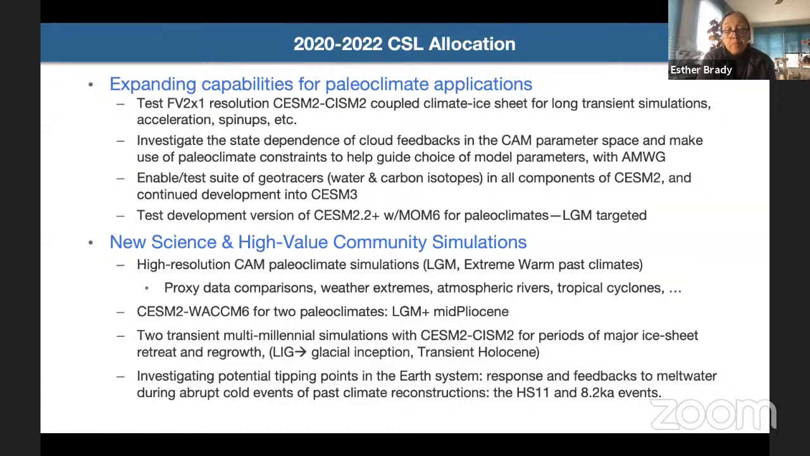And lastly, we have some time that we'd like to devote to investigating potential tipping points in the Earth system, looking at the response and feedbacks to meltwater during abrupt cold events identified in past climate reconstructions, such as the Heinrich Stadial 11 event before the last interglacial period and the 8.2K event in the Holocene.